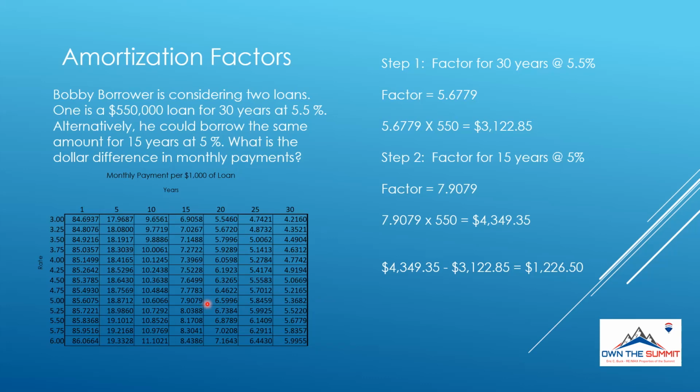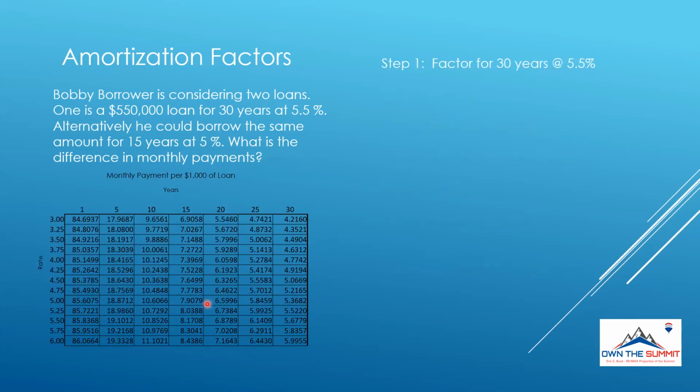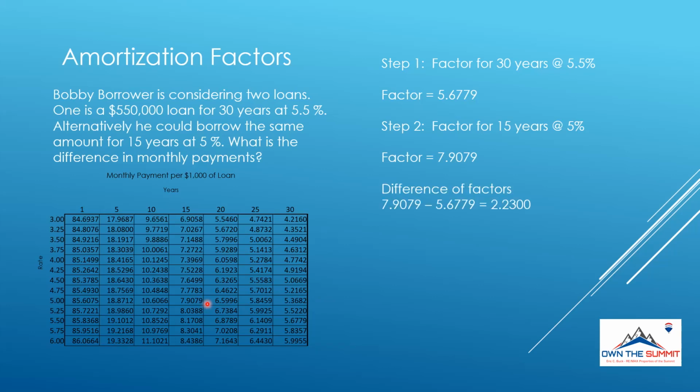$1,226.50. Now, kind of a shortcut for this same question is generating the same factor for each loan, 5.6779 for the 30-year at 5.5%, and 7.9079 for the 15-year at 5%. Then we just take the difference of those factors, which is $2.23 per thousand. We're borrowing 550 times the 2.23 gives us that same $1,226.50. This saves you a couple of calculations, but the other method may be a little clearer to some people as you go through.